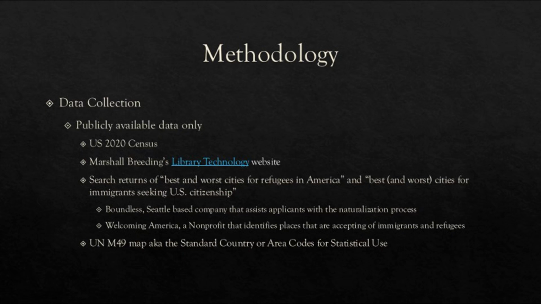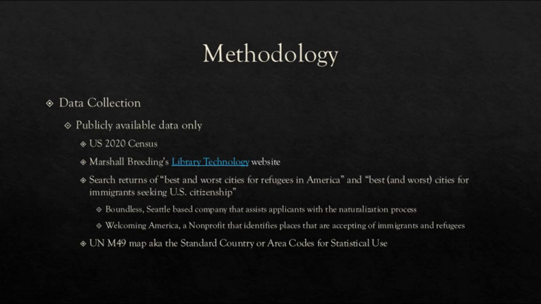For the methodology of community informatics, I needed to collect publicly available data only. Because of the size of the scope I felt was necessary, I needed as wide a brush as possible. I knew from the very beginning there were two sources I was going to use outright: the first being the US 2020 census, the second, Marshall Breeding's library technology website. After that, things were a little hazier for me.